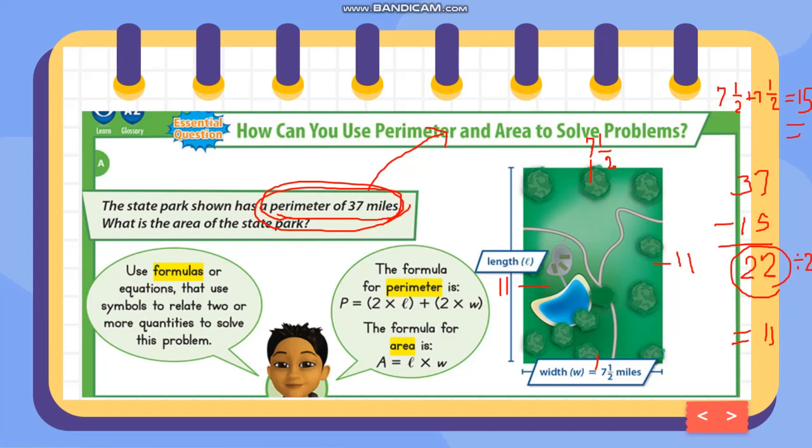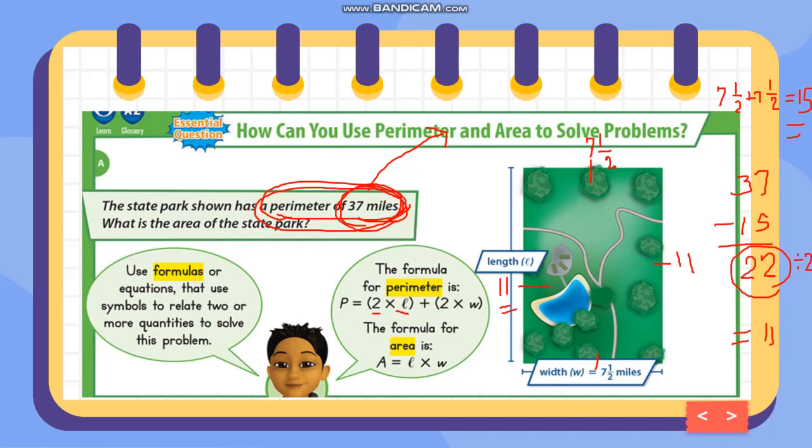To check if your perimeter is 37, follow the formula: 2 multiplied by length. Your length is 11, so 2 multiplied by 11 is 22. And 2 multiplied by width, 7 1/2, is 15. So 15 plus 22 is equivalent to 37. That's why the length of 11 is correct.